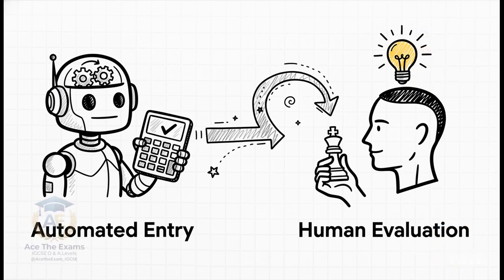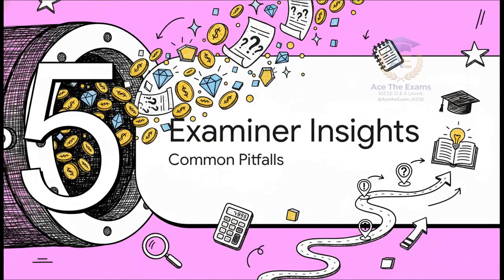Sure, AI can calculate the current ratio in a millisecond, but it takes a human business analyst, equipped with these exact AO3 evaluation skills we're talking about, to determine why that ratio dropped and what strategic decision the owner should actually make next. And finally, Part 5, examiner insights and pitfalls.